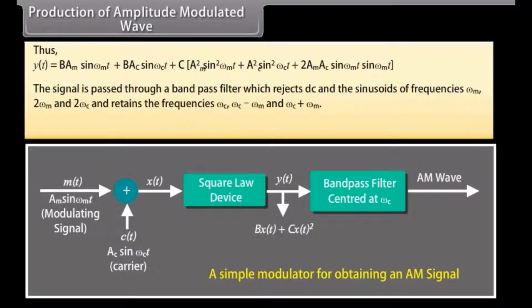The signal is passed through a band-pass filter which rejects DC and the sinusoids of frequencies ωm, 2ωm and 2ωc and retains the frequencies ωc minus ωm and ωc plus ωm. The output of the band-pass filter, therefore, is an AM wave.